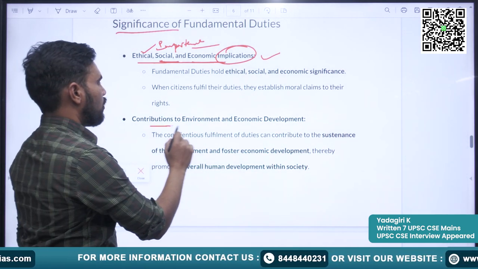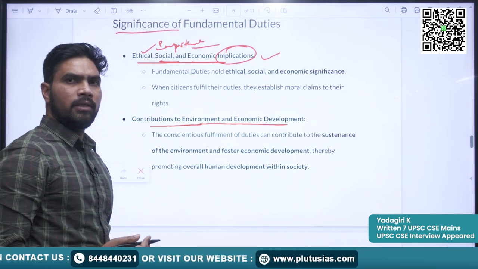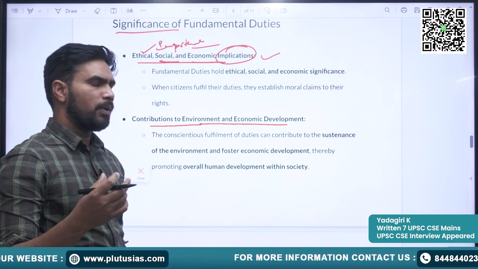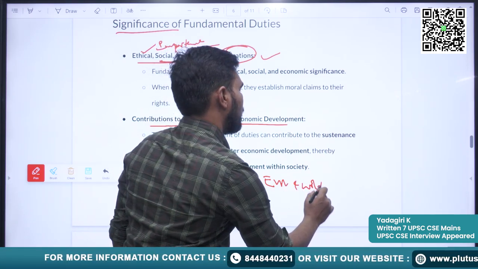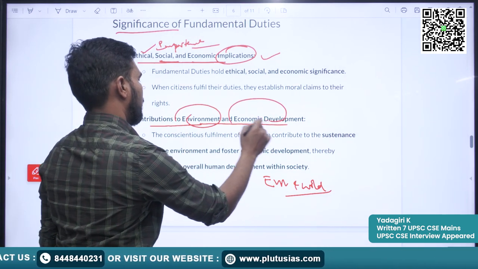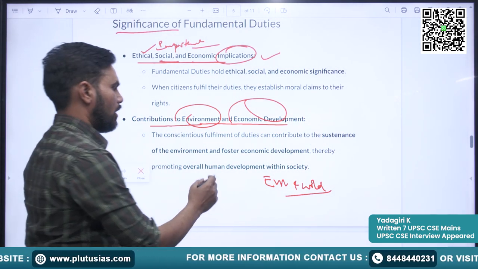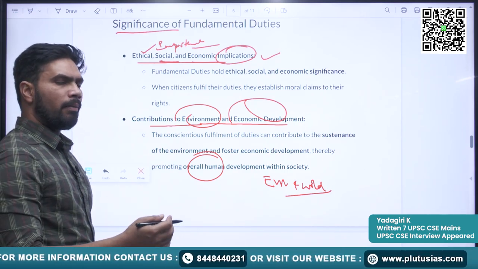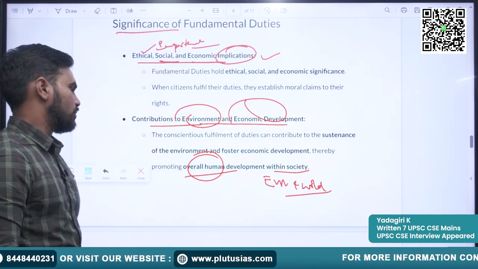Next thing is contributions to environment and economic development. So we have seen that one particular fundamental duty asks people to protect the environment and wildlife. So in this way, they promote environmental and economic development. Right. Protecting the environment also leads to promoting overall human development within the society.